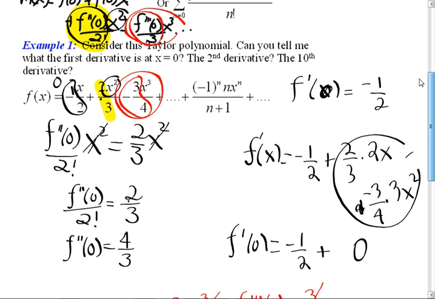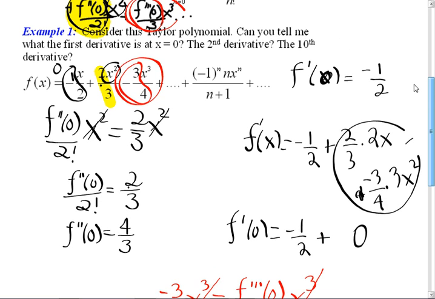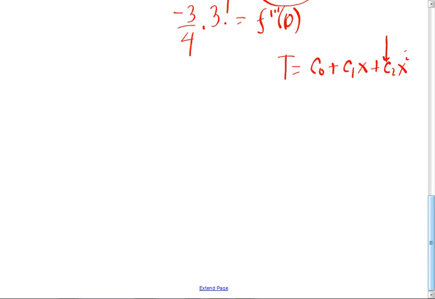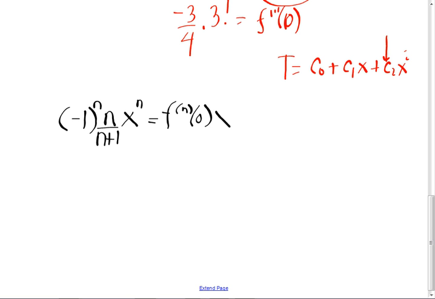I did the Maclaurin series. I equated the terms. So what's the nth derivative going to look like? It's going to look like this. Let's do the nth derivative. It's negative 1 to the n, and it was n over n plus 1, right? And then that was x to the n. That's going to equal the nth derivative at 0, x to the n over n factorial.